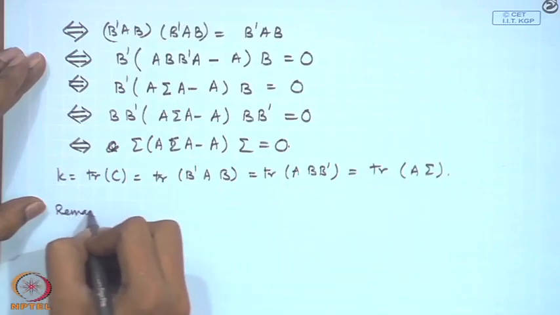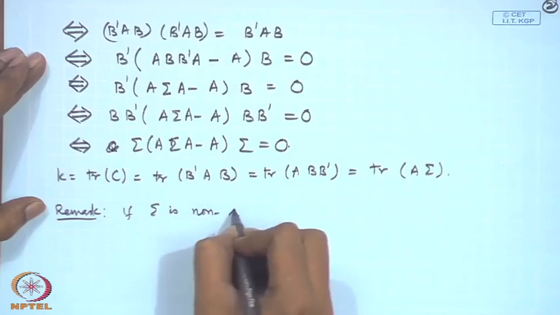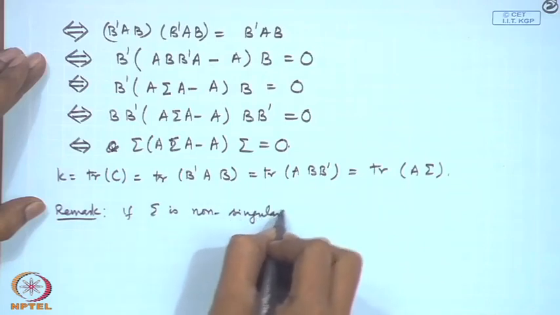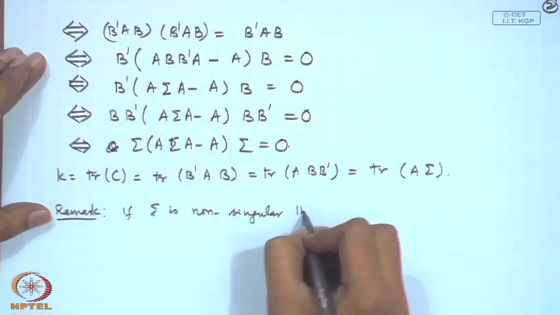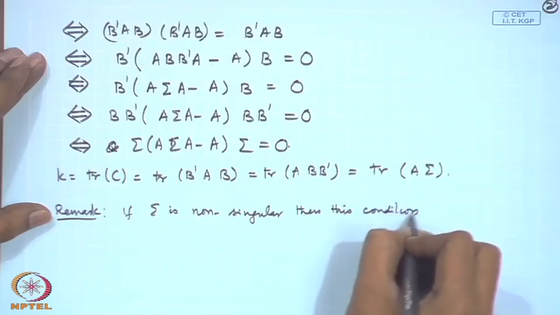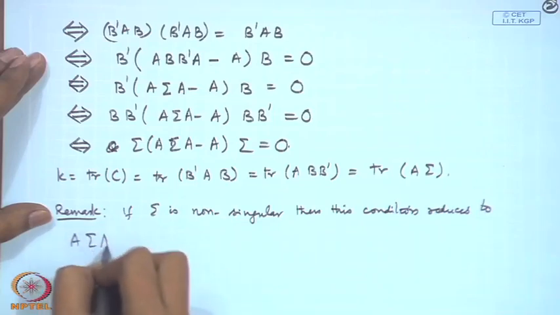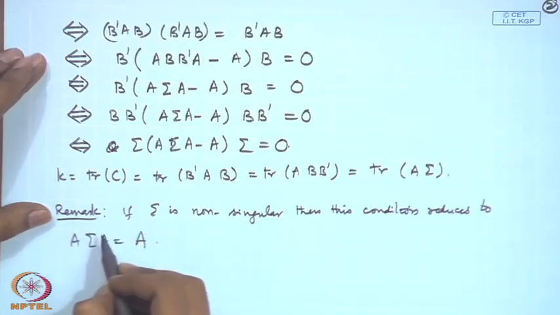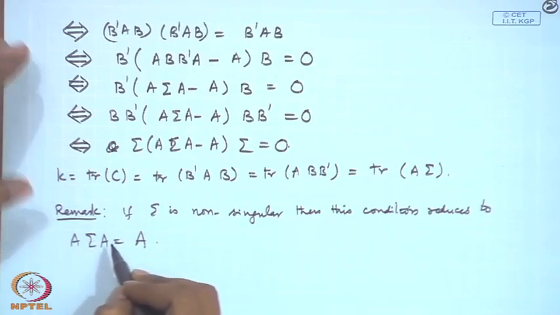Now, as a remark, let me mention here, if sigma is non-singular, then I can multiply by sigma inverse and sigma inverse here, then this condition is A sigma A is equal to A. In that way, actually you can say that sigma is a generalized inverse of A, that condition will be there.